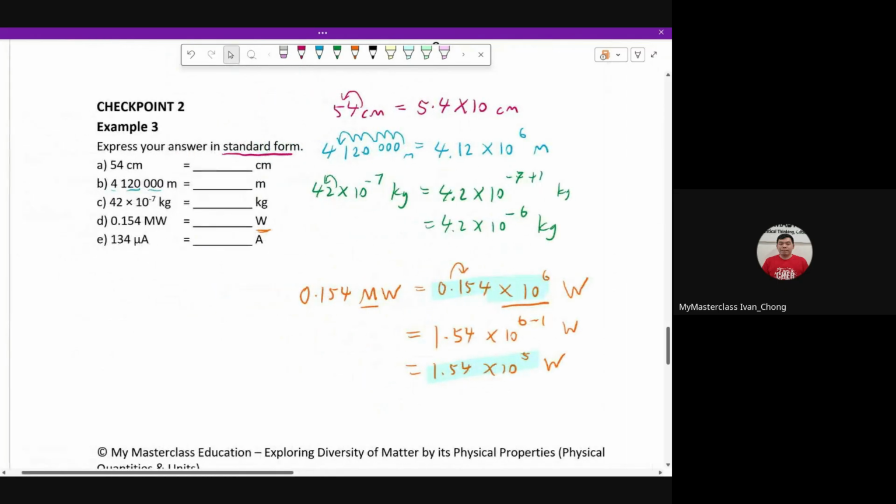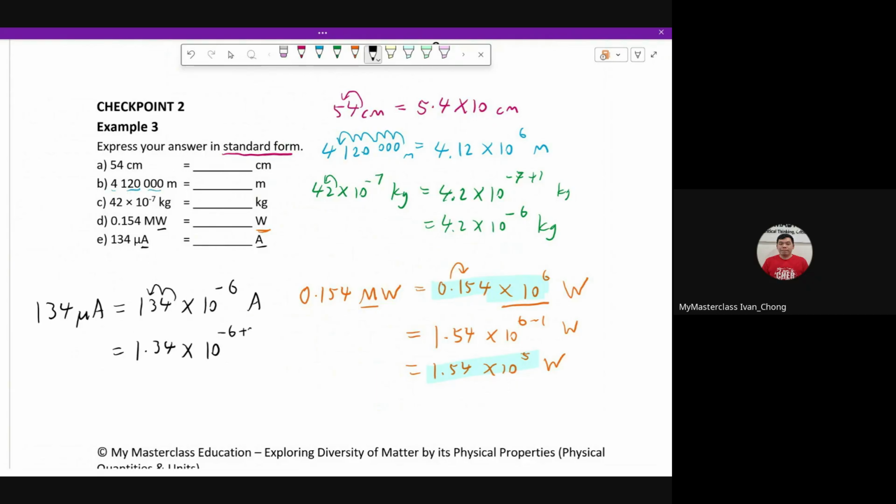Okay. Then last but not least, let's write your part E over here, 134 microampere. So like I said, the units at the back, you don't need to care so much about them, just leave them as they are. So 134, because I have the prefix, I will times. And this is micro, it is a small. So we'll leave it as it is. Next one, we jump 2 times to your left. So 1.34 times 10 to the power of minus 6 plus 2. We end up with 1.34 times 10 to the power of minus 4 amperes. That's all.